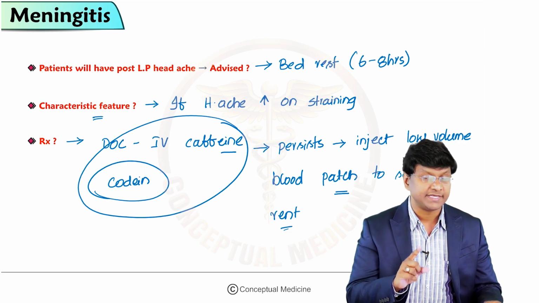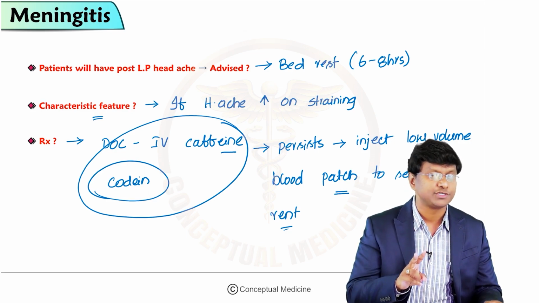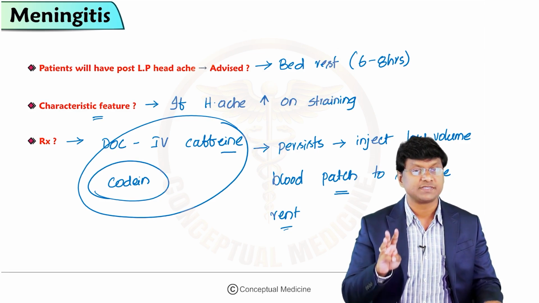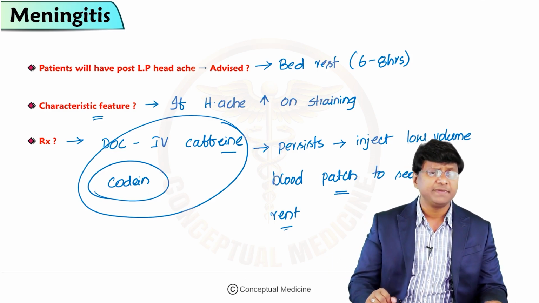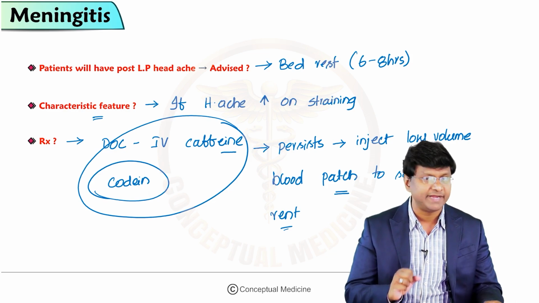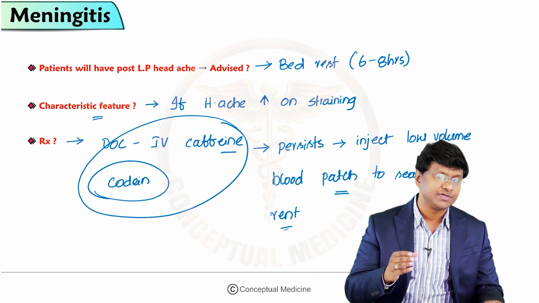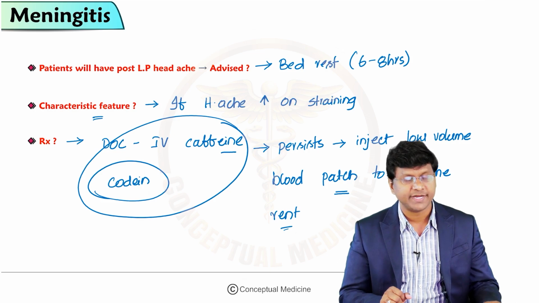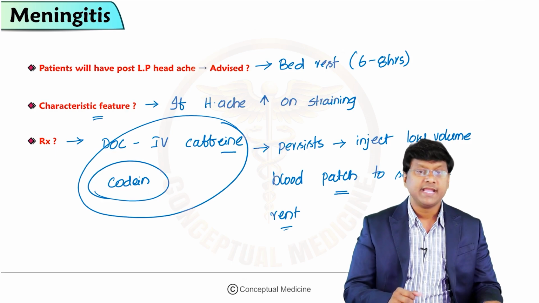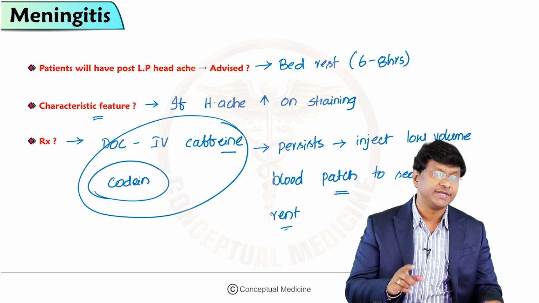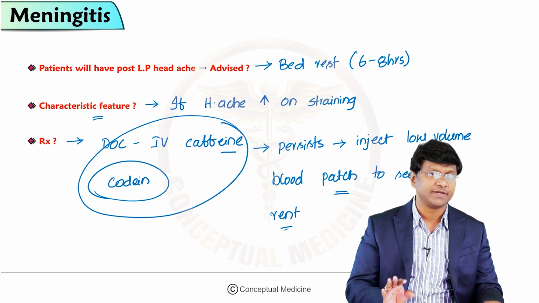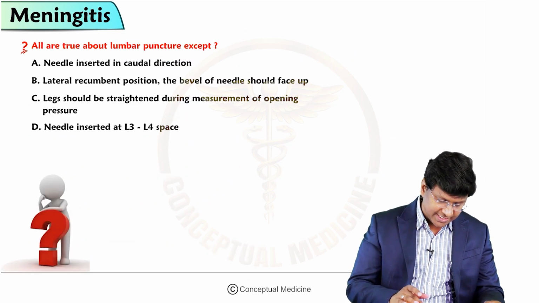Maximum CSF that has to be removed is 20 to 30 ml, the rate of production of CSF is 20 ml per hour, and the total amount of CSF in the subarachnoid space is around 150 ml. Patients will have post-lumbar puncture headache, and they are advised bed rest. If the headache is increasing on straining, it is called post-lumbar puncture headache, and the drug of choice is intravenous caffeine, and you also need to give codeine. And if the headache still persists, then you have to inject a low volume blood patch to seal the rent of that subarachnoid space. Now, you see this another question.